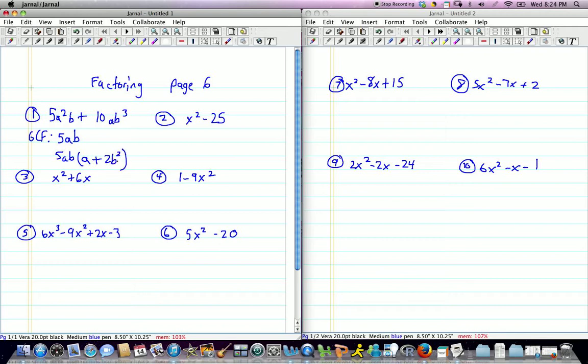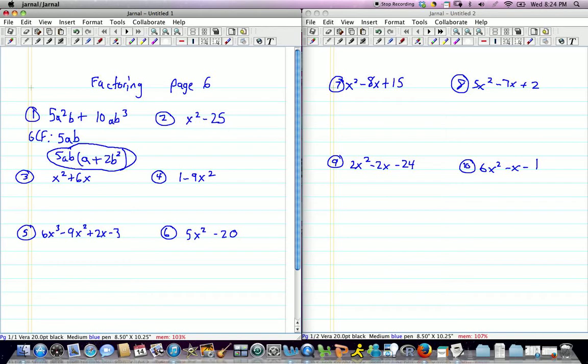So now I've made this simpler. And I know this works because if I distribute it and go backwards, I get what was here originally. This in the parentheses does not go any further, so this is my final answer, which is found by just taking out the GCF.